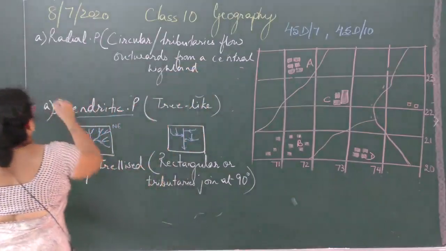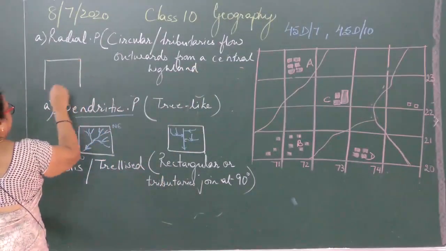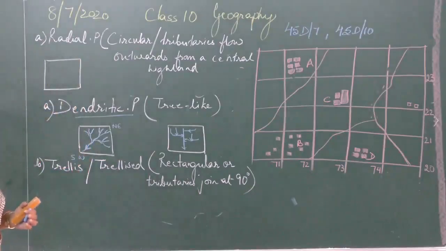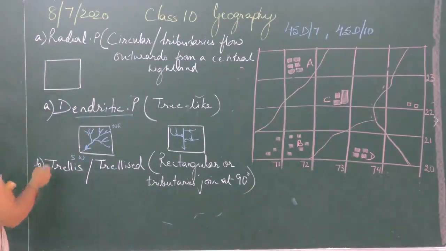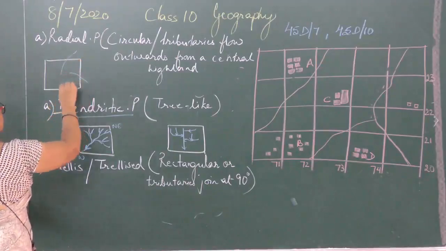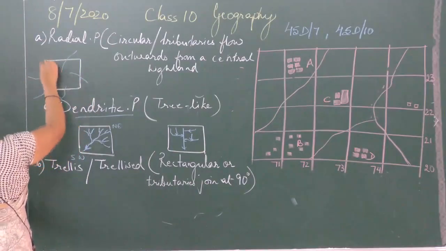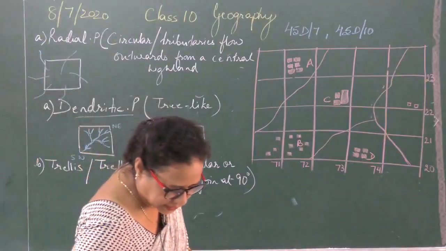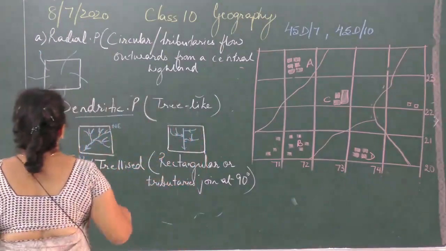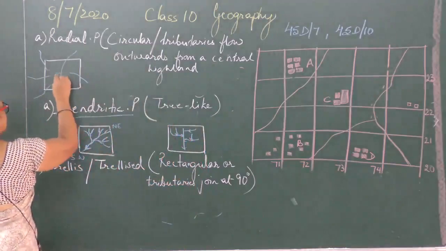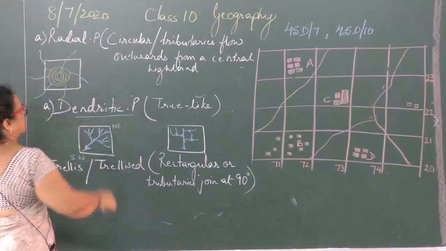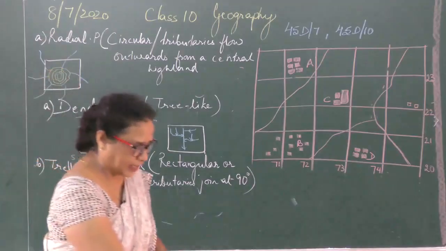Okay, how will it look? If this is one grid, why these boxes I'm showing? Because in the map they will be inside the grids. Clear? The tributaries will be flowing outwards from here. Clear? And how will we know that inside it is a circular pattern? You will have contour lines like this. There may be a hill over here. Clear? This is an example of a radial pattern.